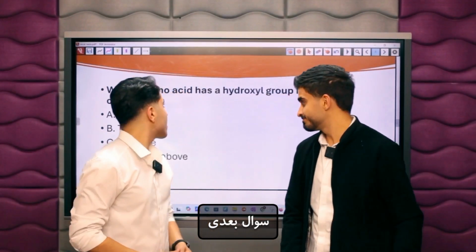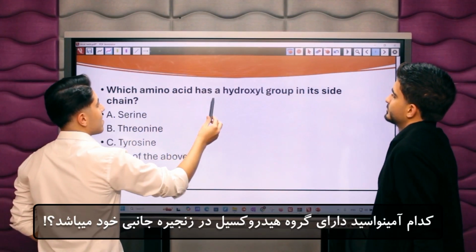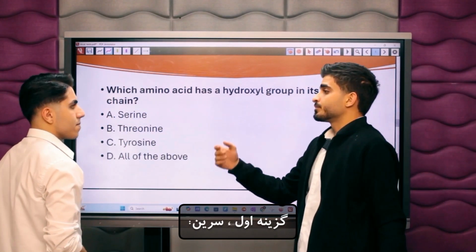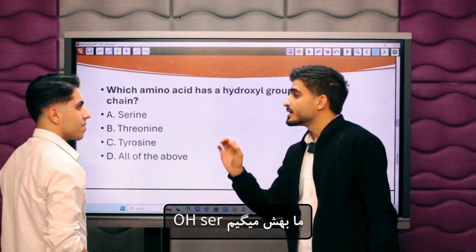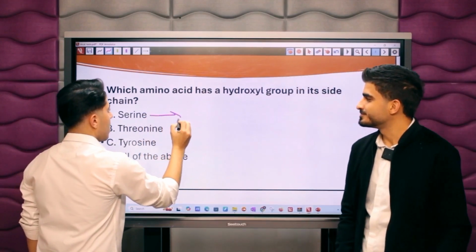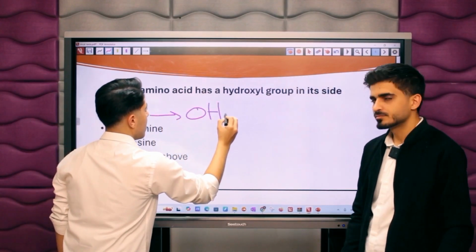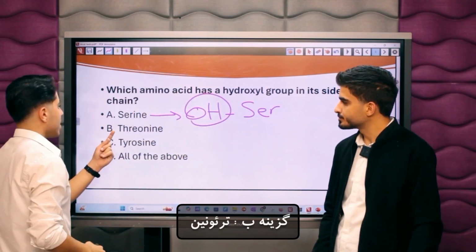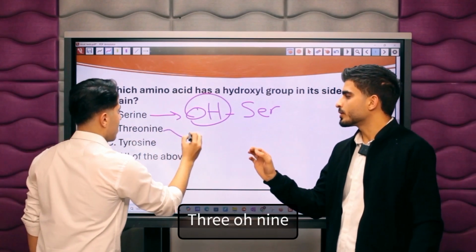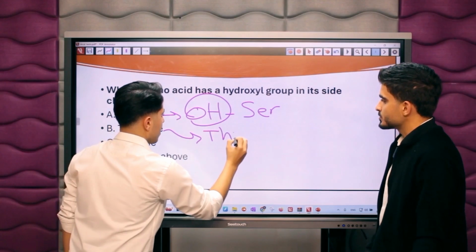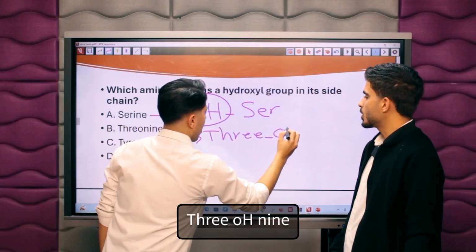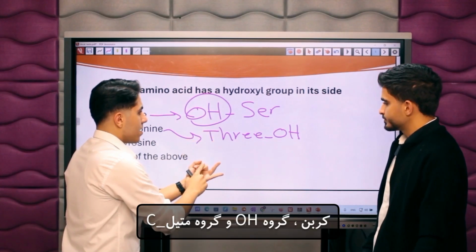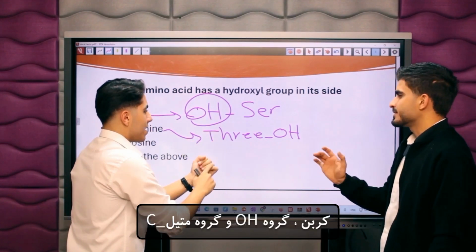Next question. Which amino acid has a hydroxyl group in its side chain? Option A, serine. We call it O-ser. So it's O, Ser. It has hydroxyl group. Option B, threonine. 3-onine. That's 3 parts. Carbon, hydroxyl group, and methyl group.